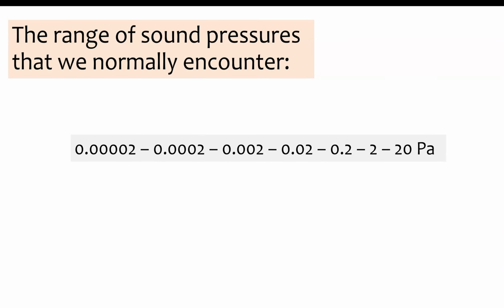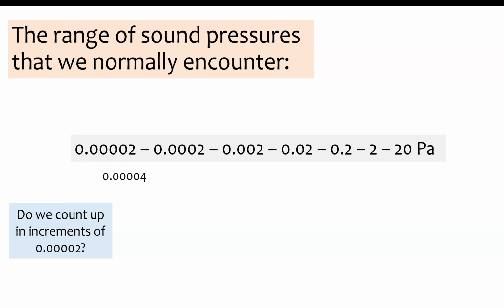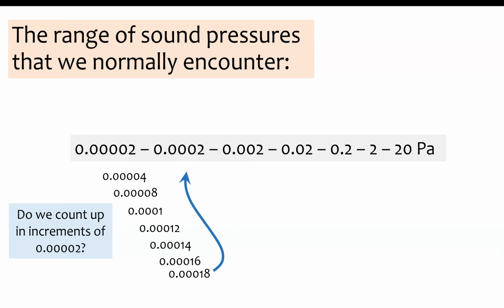On the screen here, we have a range of different sound pressures on the Pascal scale. So these are representing the lowest to highest amount of sound pressure that we would normally encounter. And so we can see on the left this very small number, 0.00002. So you might think that we scale differences in sound intensity by increments of that small number, which would bring us to 0.000004, 8, 10, 12, 14, 16, 18, and finally to the next number in our sequence.